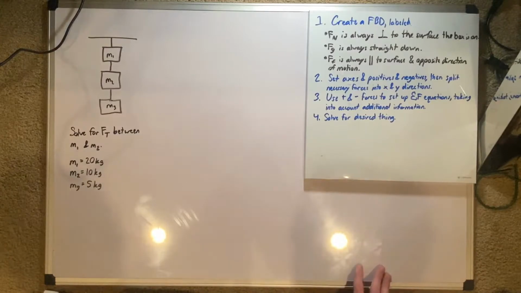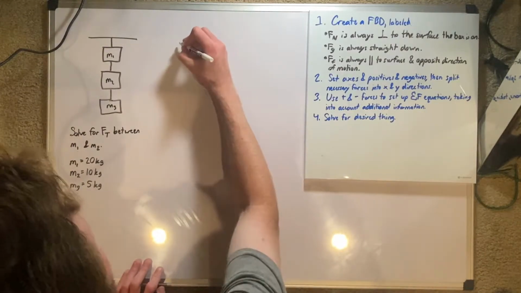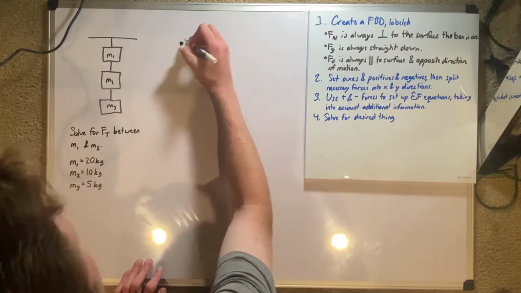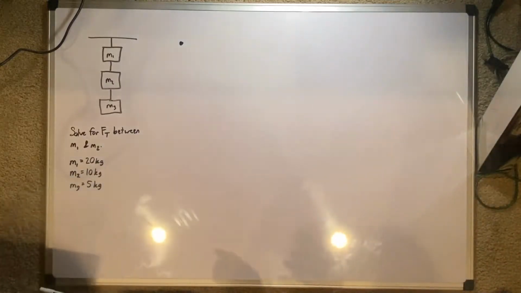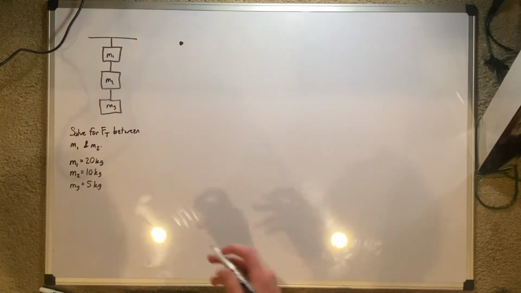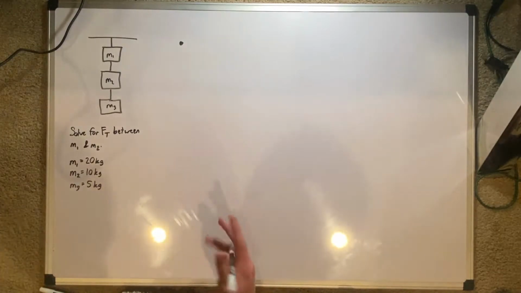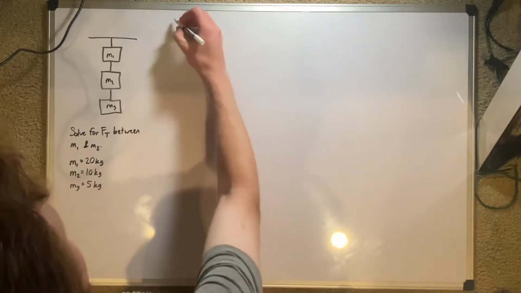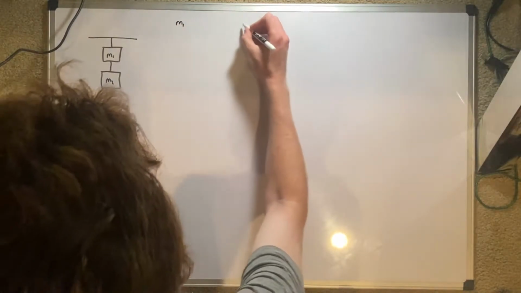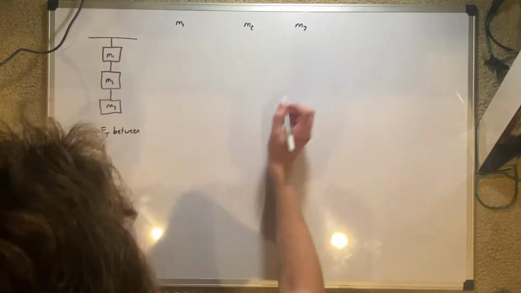So first, let's follow our checklist. First, create a labeled free body diagram. Because we can't get forces of tension between 2 specific ones of them using the system method, we have to use the object method. So we have our M1, M2, M3. We need all 3 of them.